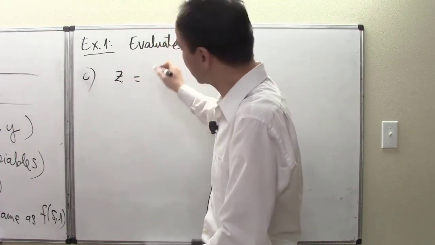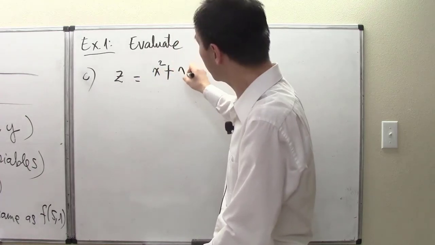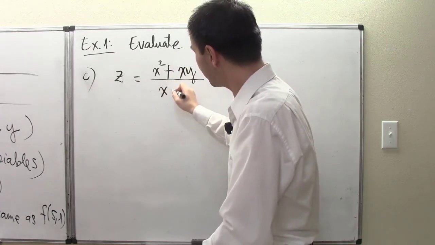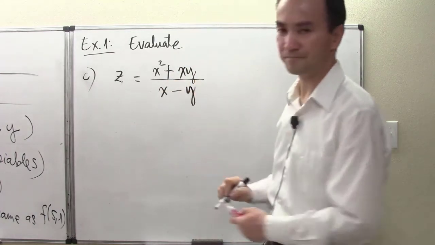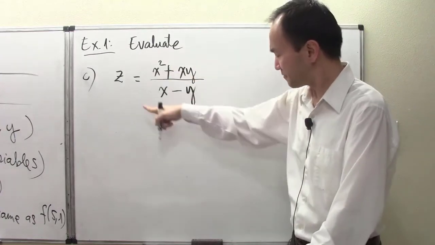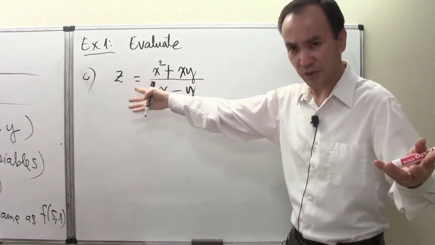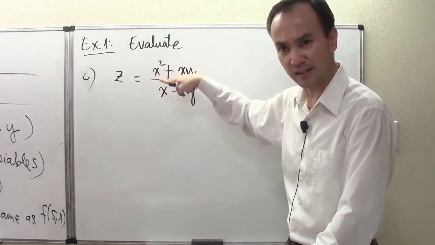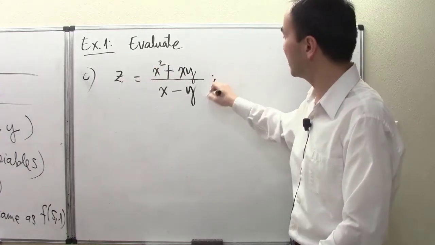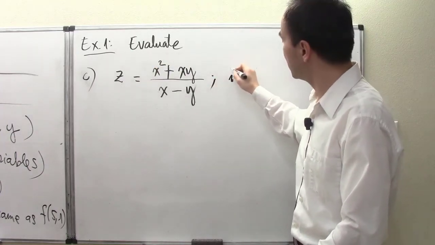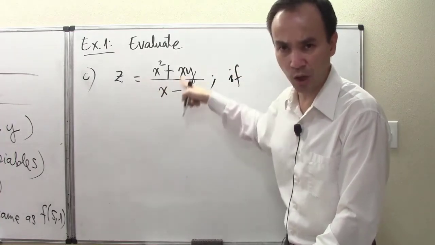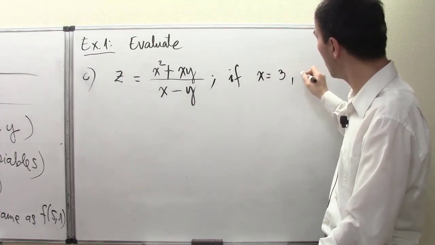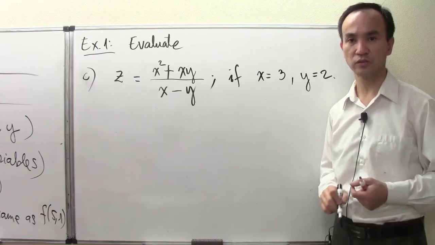The rule here says x squared plus xy over x minus y. Right now we see z as one variable, and two variables x and y involved together to come out with a value for z. We want to calculate the value for z according to this rule if x equals 3 and y equals 2.